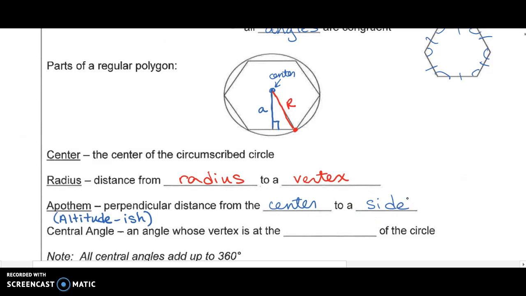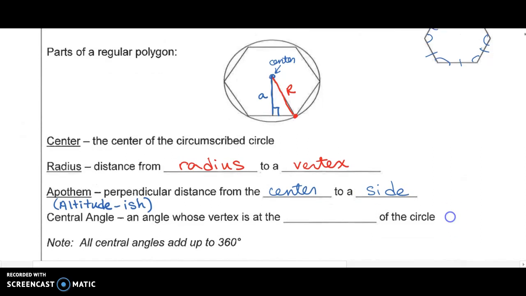Okay, and then this central angle is an angle whose vertex is at the center of the circle. So this angle right here we know would be a central angle because its vertex is at the center of the circle. And if I draw in all my radii to make a bunch of central angles, then all of those central angles combined would add up to 360 degrees because it's all the way around a circle.